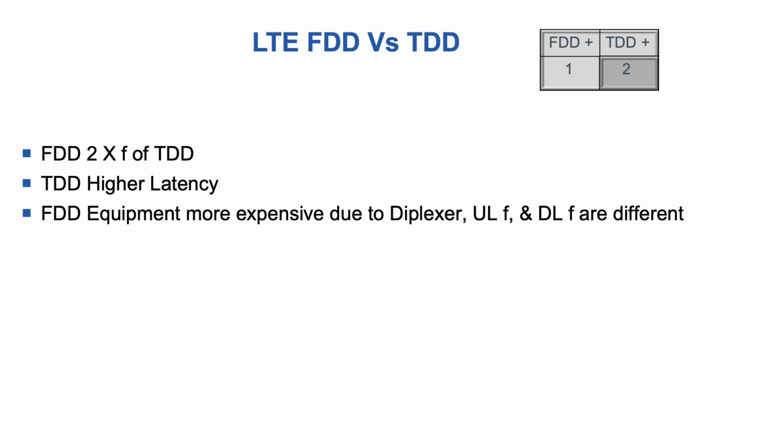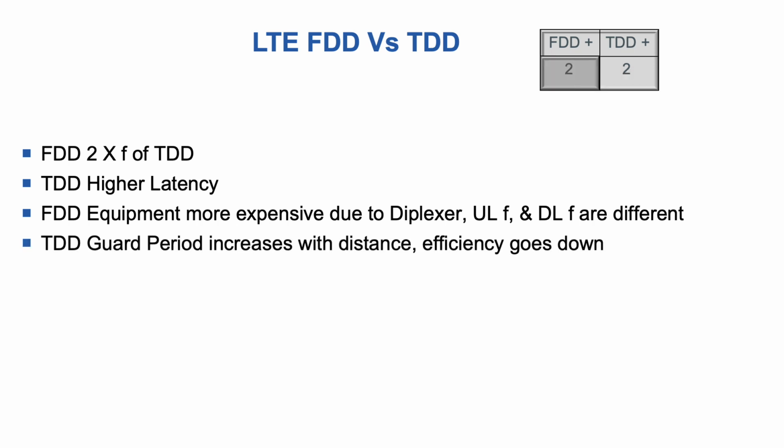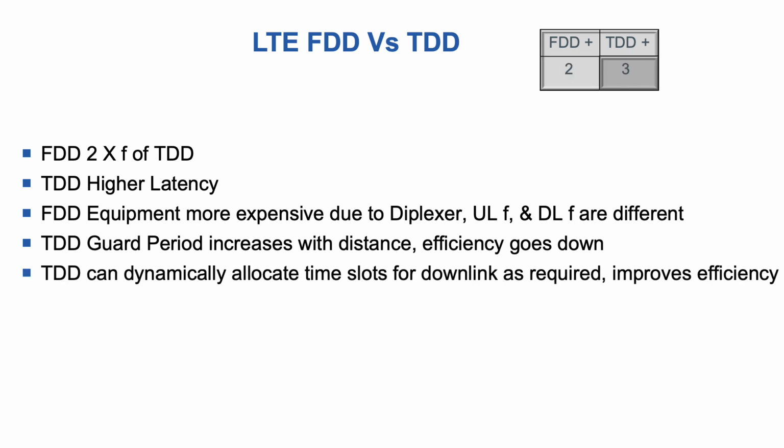Frequency Division Duplex equipment, though, is more expensive due to the diplexer. The uplink frequency and the downlink frequency are different. So in this case, Time Division Duplex wins. The Time Division Duplex guard period increases with distance, and efficiency goes down due to the increase of latency. So in this case, Frequency Division Duplex wins.